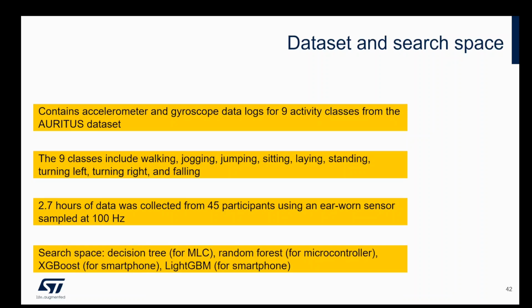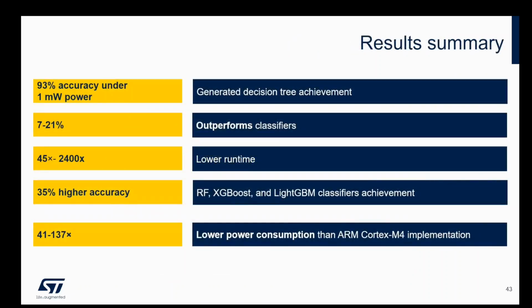And we used a decision tree inside the machine learning core. We used a random forest implementation on a microcontroller. And we used XGBoost, which was implemented for a smartphone. We used LightGBM, which was again an algorithm that can run on a smartphone. So what we find is decision tree essentially outperformed all the other approaches. We were able to achieve 93% accuracy for under 1 milliwatt of power. It outperformed other classifiers by 7 to 21%.